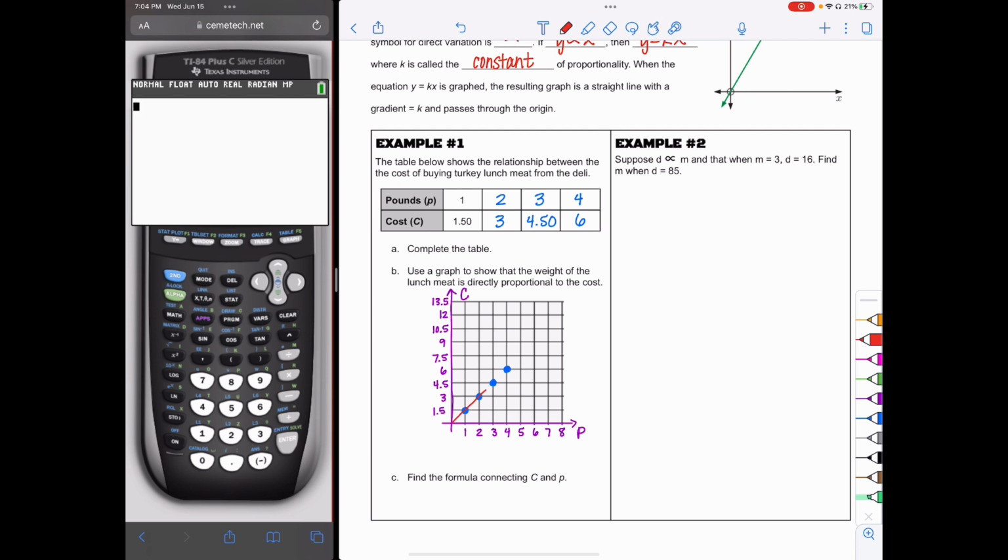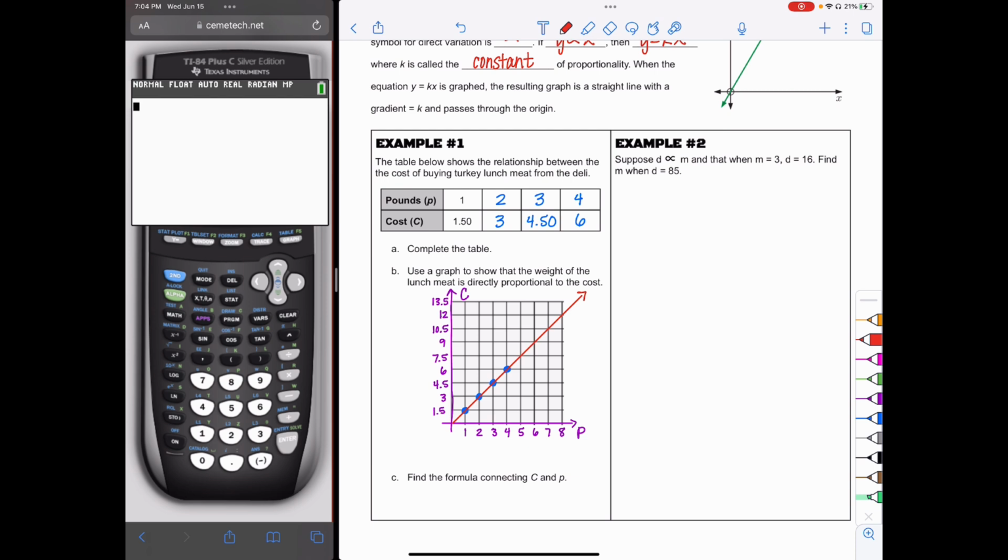And it makes sense that it should go through the origin because if I don't buy any pounds of turkey, I shouldn't pay any money. All right? So remember, direct variation, you have to have a constant of proportionality or a slope, and you also have to pass through the origin. So that is how I can tell that that is direct variation.